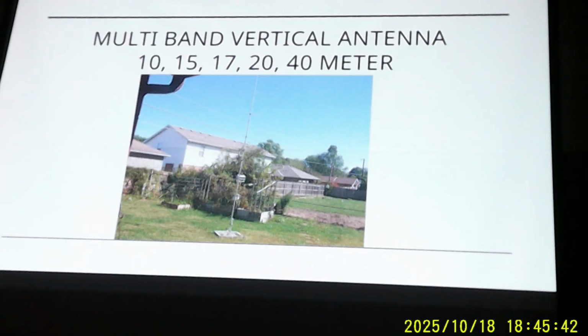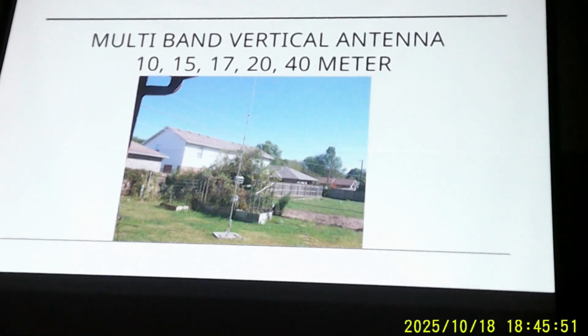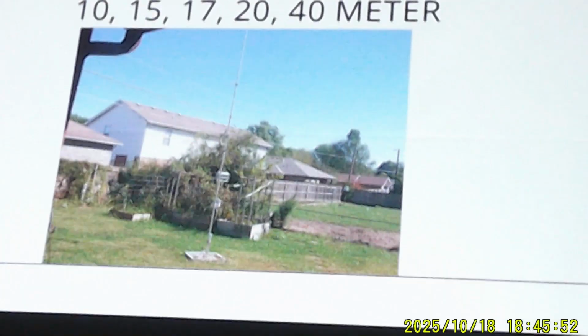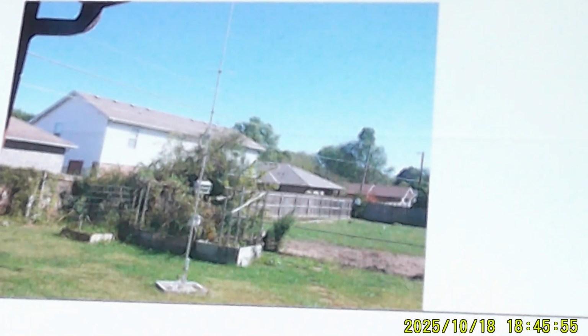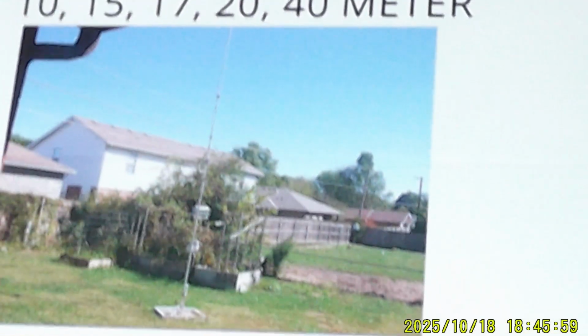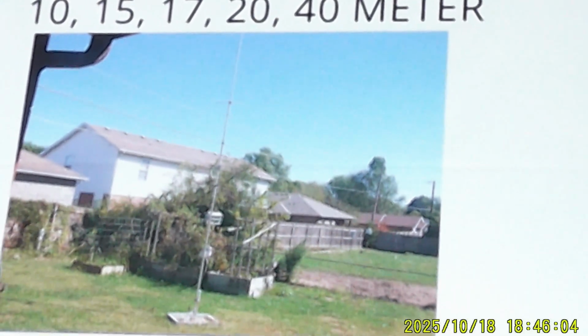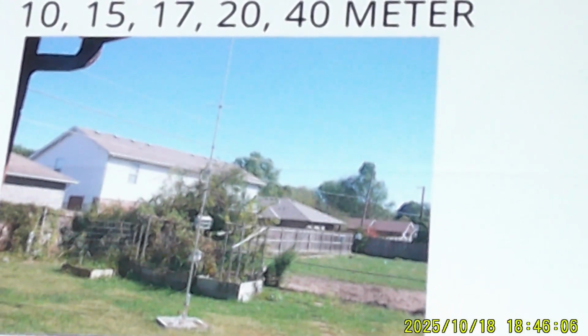Case in point. There's my vertical antenna in my backyard. Ignore the burned up tomato patch. That is a fairly simple antenna. It's supposed to be a 4BTV. I've changed it to a 5. That one does 10, 15, 17, 20, and 40 meters. Been thinking about getting the 80 meter part for it.